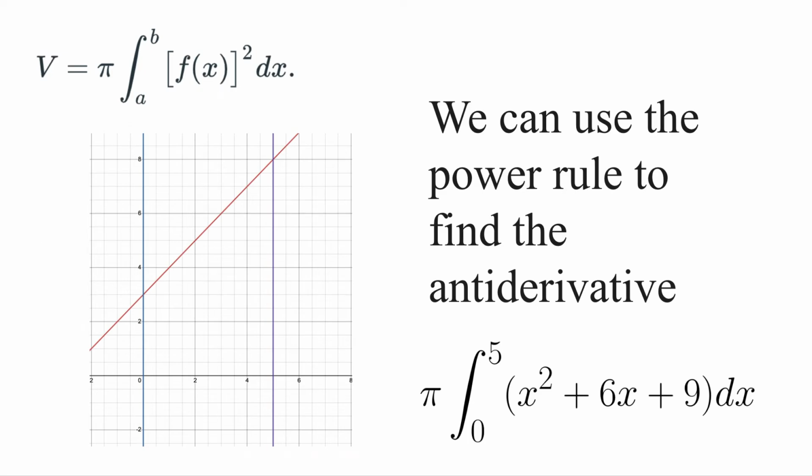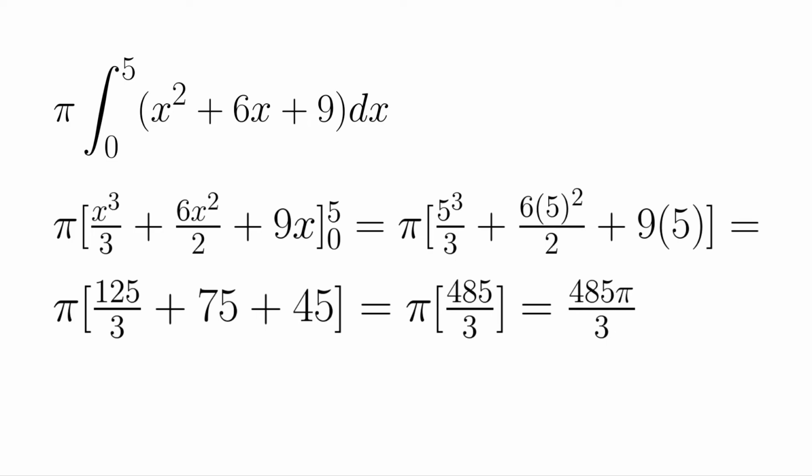Everything from here on out should be pretty straightforward. We can now use the power rule to find the antiderivative. The antiderivative of this integral would be x cubed over 3 plus 6x squared over 2 plus 9x.